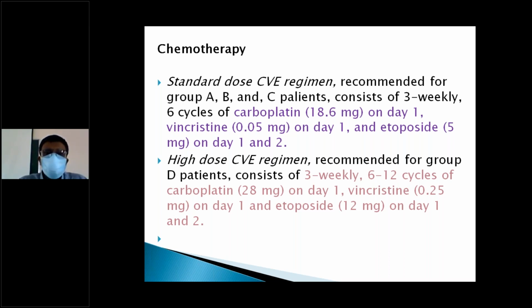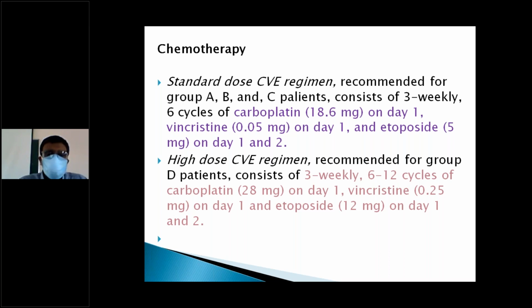The dose of carboplatin is 18.6 milligrams on day 1. Vincristine is 0.05 milligrams on day 1, and etoposide is 5 milligrams on day 1 and day 2. You should give etoposide on 2 days, whereas carboplatin and vincristine you should give on a single day only, in each 3 weeks. The dosage of etoposide is 5 milligrams, carboplatin is 18.6 milligrams and vincristine is 0.05 milligrams.